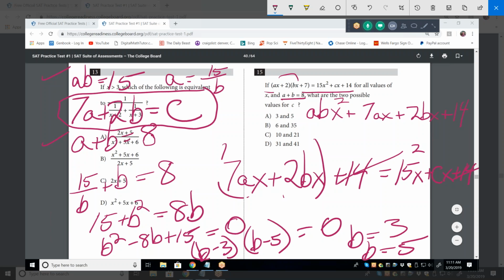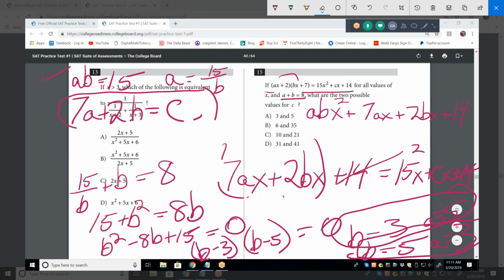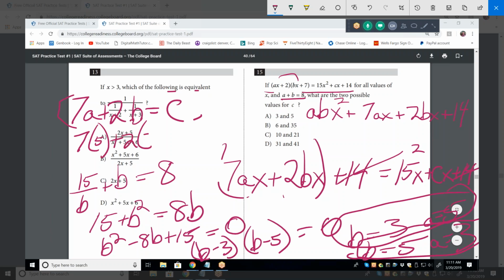Obviously, a can be 5, and a can be 3. So I got this solution, and I got this solution. Now, does it matter for c? They want to know, what are the two possible values of c? Well, notice this, all I've got to do is plug my two values into this equation that I have circled, and I'll figure out the answer. So let's start with the first solution, which was 3 and 5. Okay, b equals 3 and a equals 5. So 7 times 5 plus 2 times 3. What's that c solution?